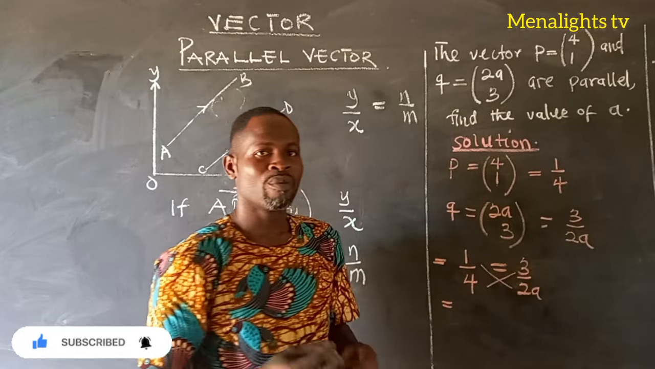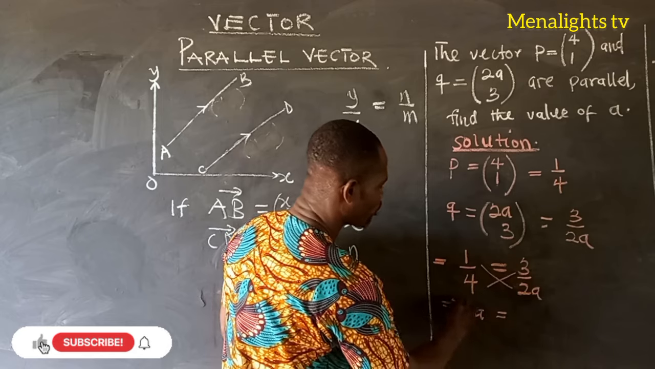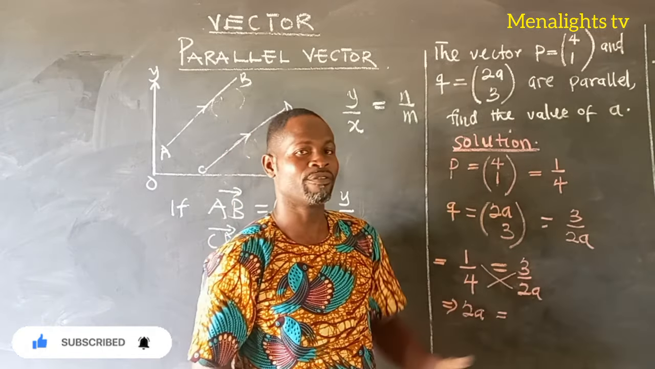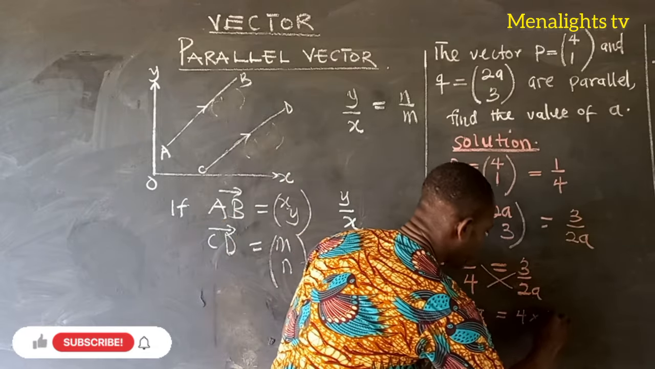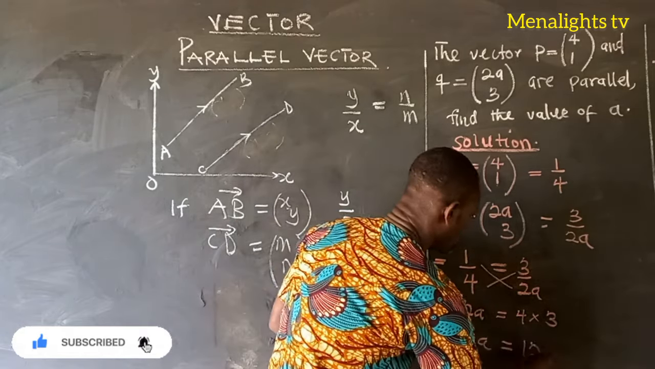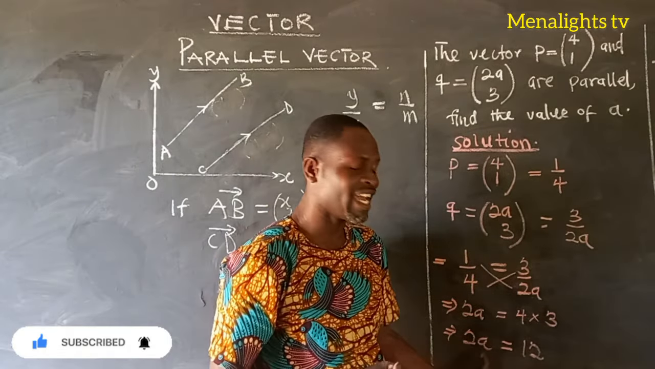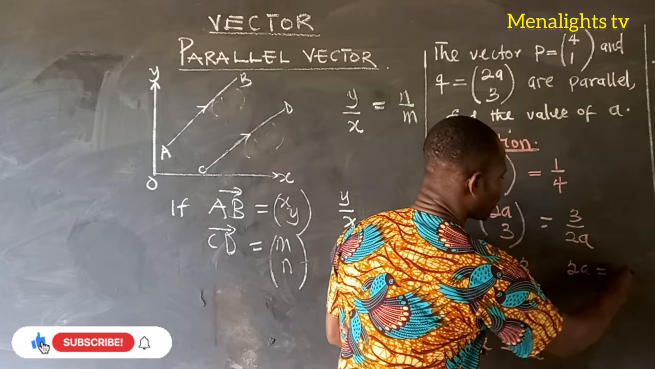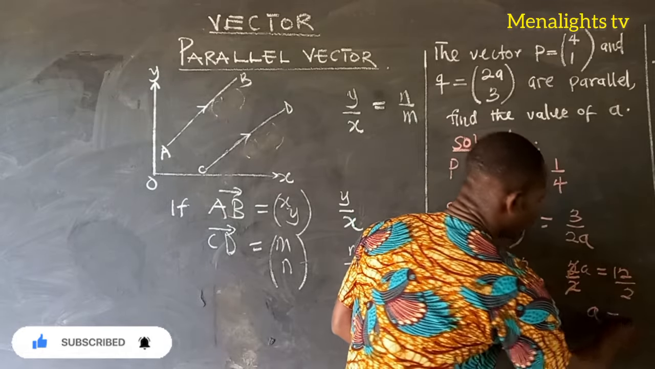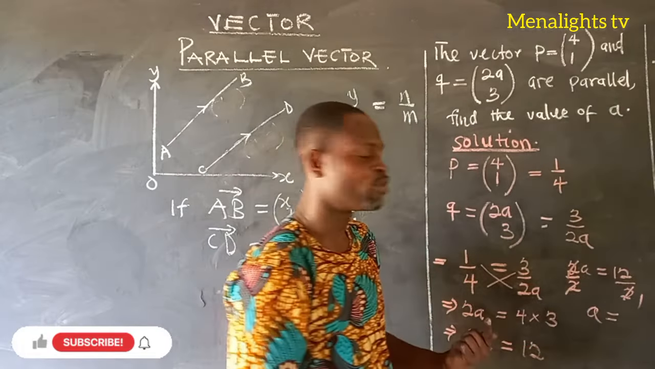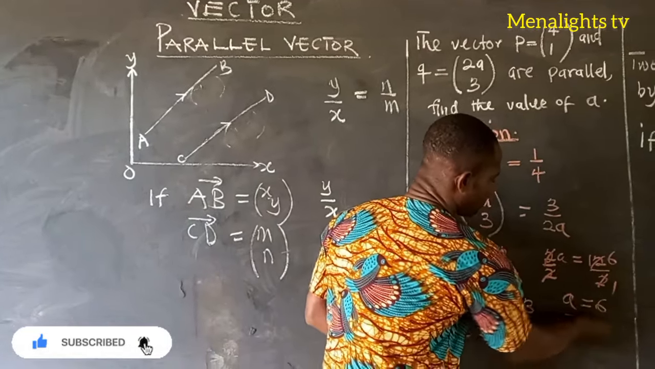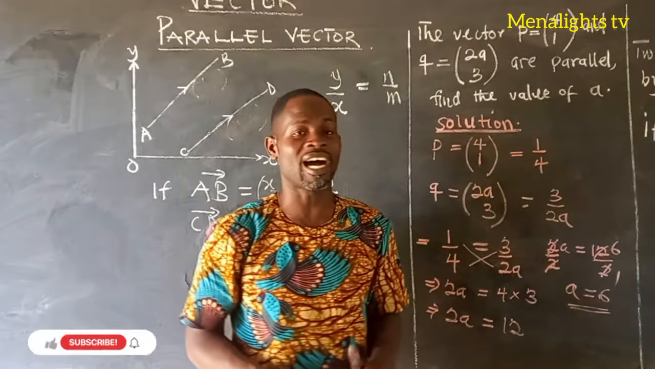When we cross multiply, 2a times 1 will give us 2a, which is equal to 4 times 3, and 4 times 3 will give us 12. So 2a is equal to 12, but we are looking for a, not 2a. So we divide both sides by 2. 2 goes into itself 1, and goes into 12 6 times, which means the value of a is 6, since the two vectors are parallel.